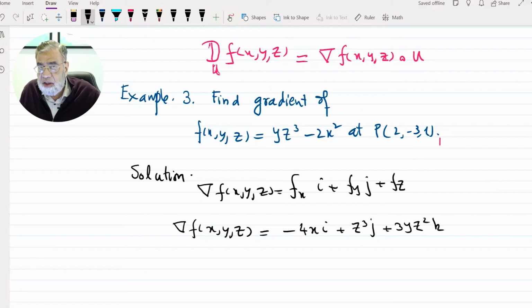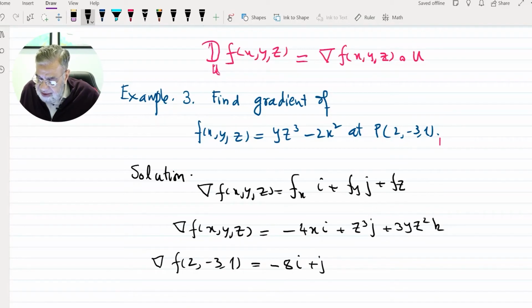So here now we want to find the gradient of the function at the point P. The coordinates of point P are 2, minus 3 and 1. So the gradient of the function at the point 2, minus 3 and 1 is: x equals 2, where minus 2 into 4 is 8i. Then z cubed, z is 1, so it is 1j. Then here y is z squared, z is 1, y is minus 3 into 3 is minus 9, minus 9k. So it is a vector, minus 8i plus j minus 9k, that is the gradient of the function at point 2, minus 3 and 1.